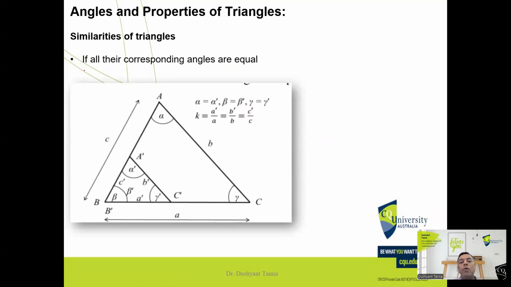What we are saying is all the corresponding angles are equal. So actually, this one should be alpha is alpha dash, beta is beta dash, and gamma is gamma dash. That's it. There is no K here.